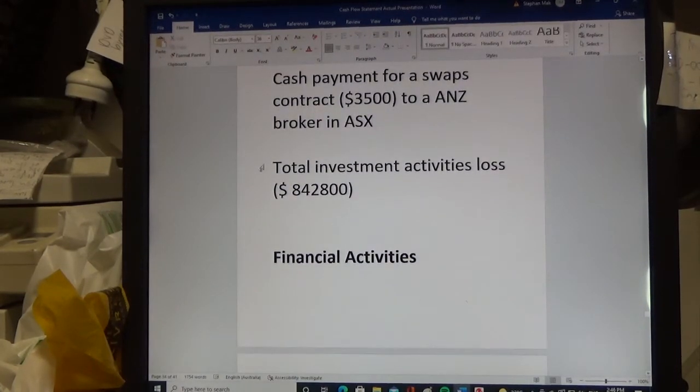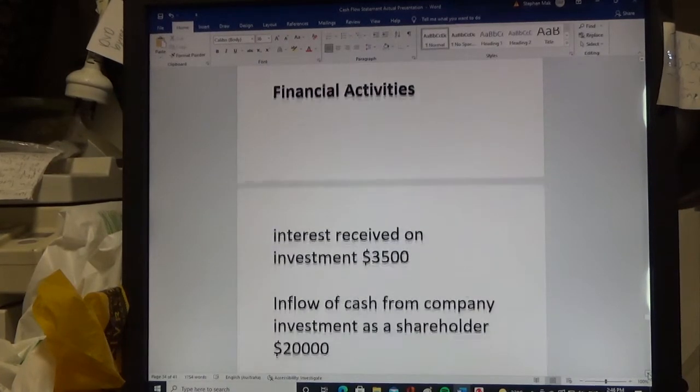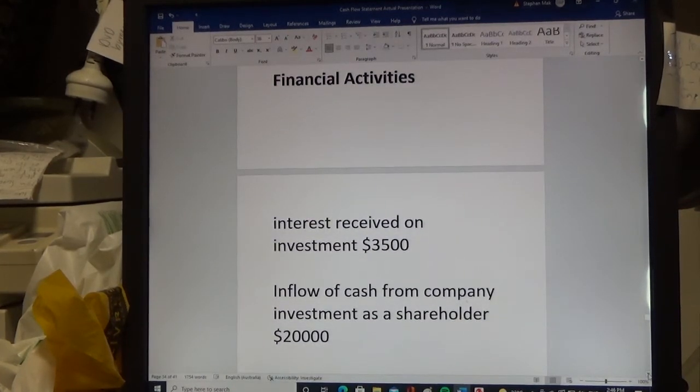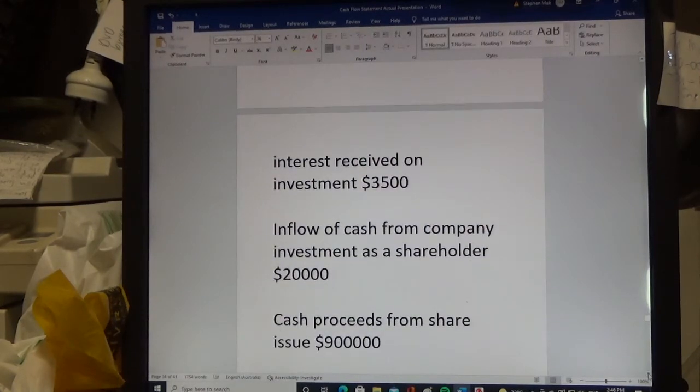So now our total investment activity is a loss figure in brackets for investment cash flow movement. Finally, financial cash flows. Interest received on investment. Inflow of cash from company investment as a shareholder. Whether it's a dividend or perhaps interest received. I just left that pretty broad, probably dividends.